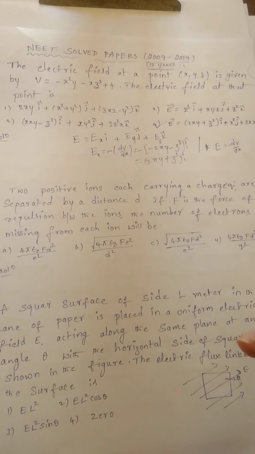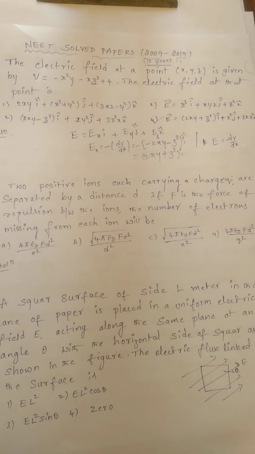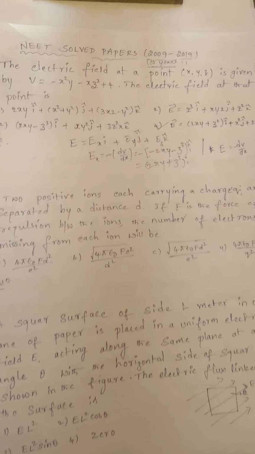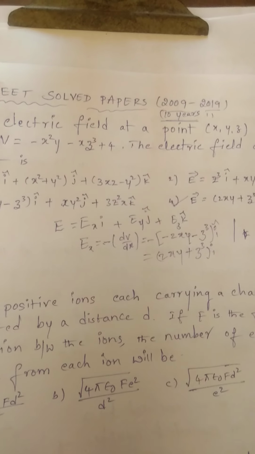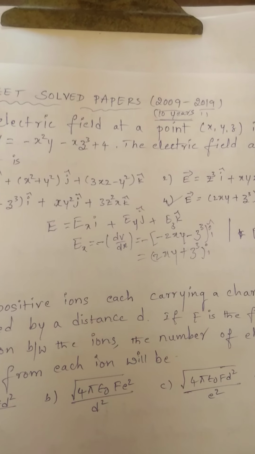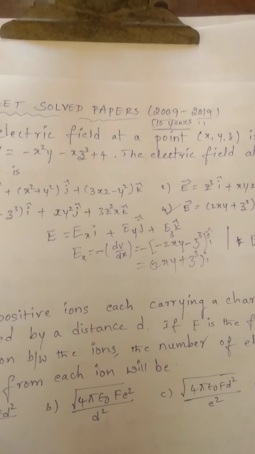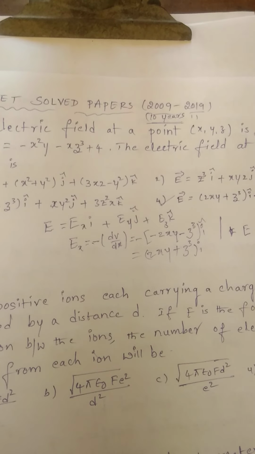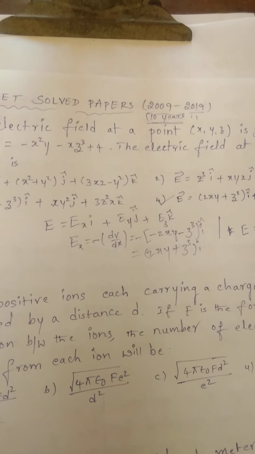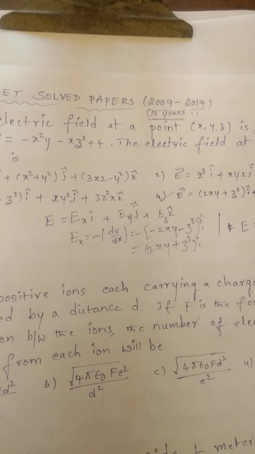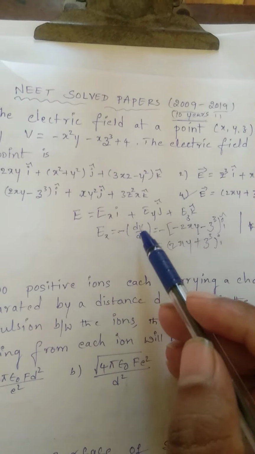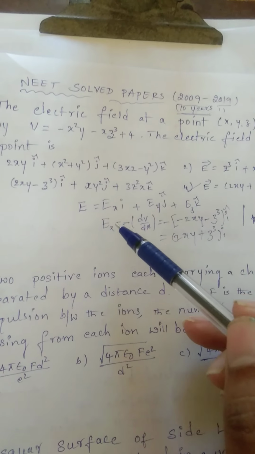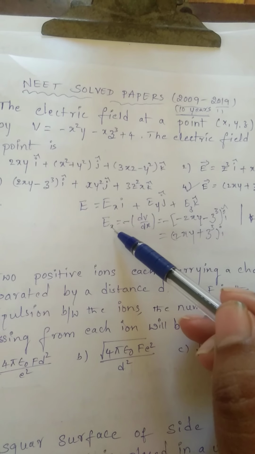So I'll tell you how to solve these kinds of problems easily. There is a formula like this: E is equal to Ex I cap plus Ey j cap plus Ez k cap. And if you want to find any one of the coordinates, Ex is equal to minus dV by dx. So you just differentiate the above equation with respect to x, then you will get E along the x coordinate.